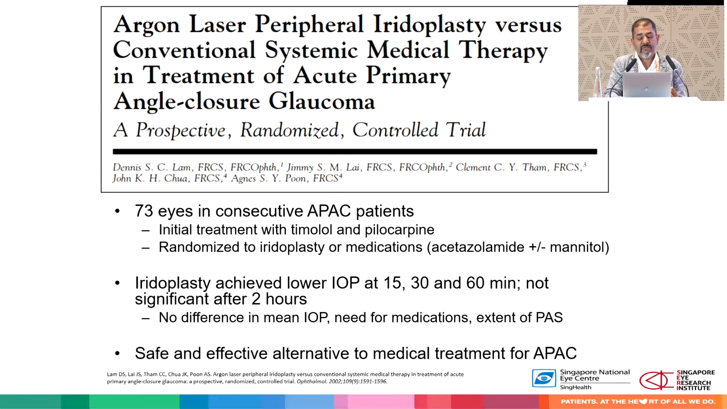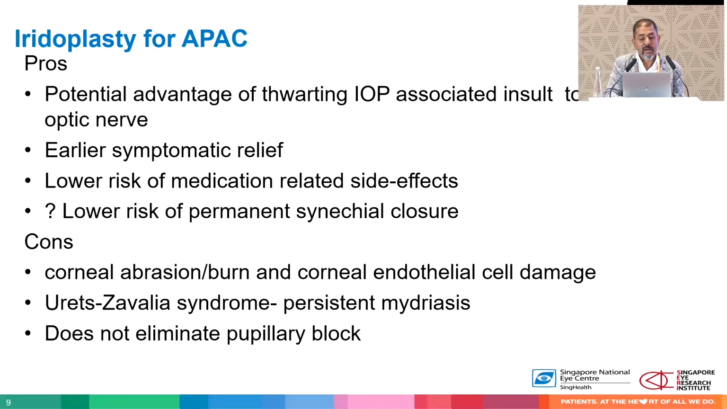Some data on how effective it is as far as acute primary angle closure goes. Good data from Dennis Lam and group, who performed iridoplasty in 73 consecutive angle closure eyes. Basically, they were randomized to either iridoplasty or medication only, and the authors found that iridoplasty was able to achieve an intraocular pressure drop that was a lot more rapid than medication could, and intraocular pressure was lower at various time points until up to 2 hours earlier compared to medication. So they concluded that it's a safe and effective alternative to medical treatment for acute primary angle closure.